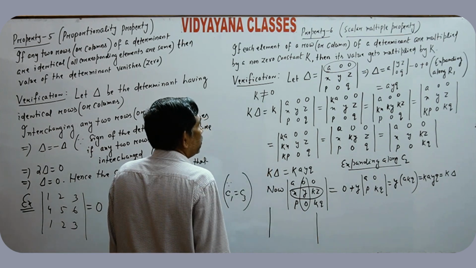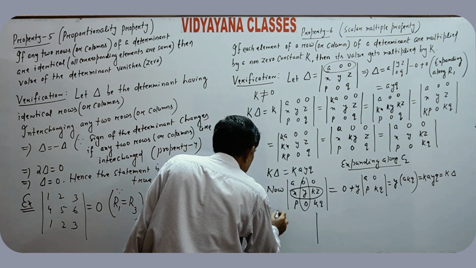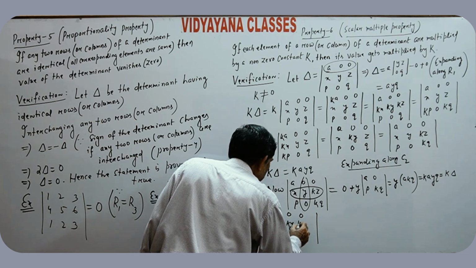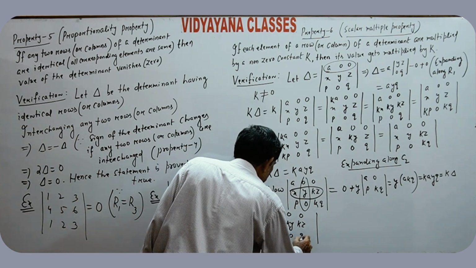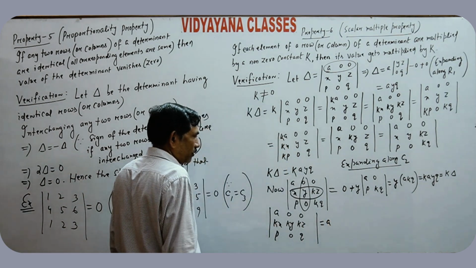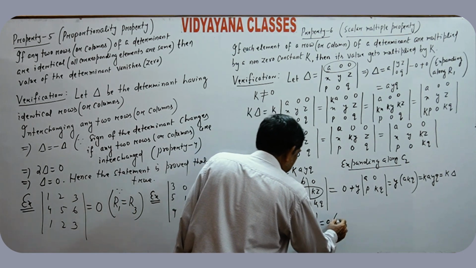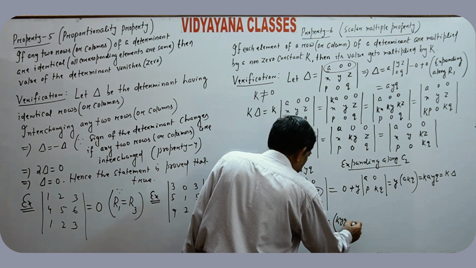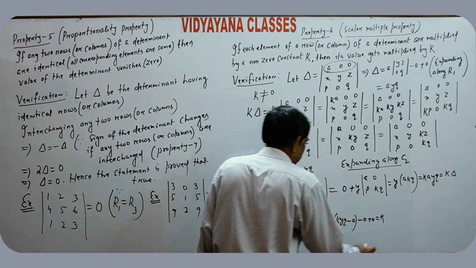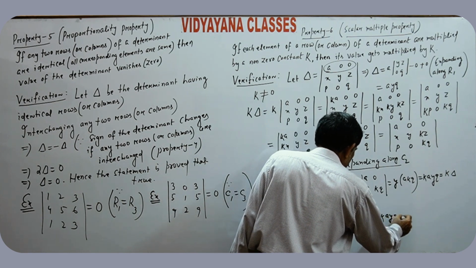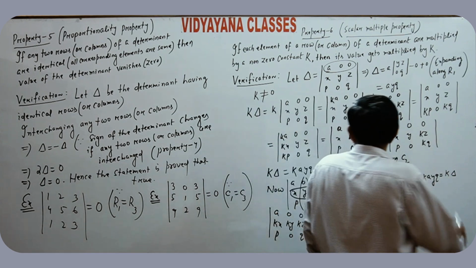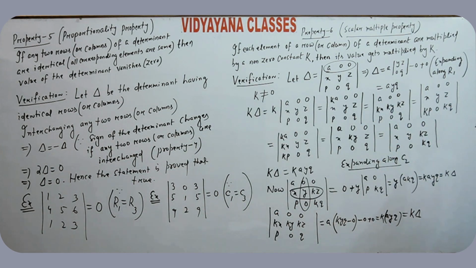Similarly, taking this determinant a 0 0, kx, ky, kz, p 0 q, which is the same as a into, expanding along the first row, deleting the first row and the first column, it gives ky, q, minus 0 plus 0, which is equal to k a y q, which is equal to k del. All the determinants give the same result, that is k del.